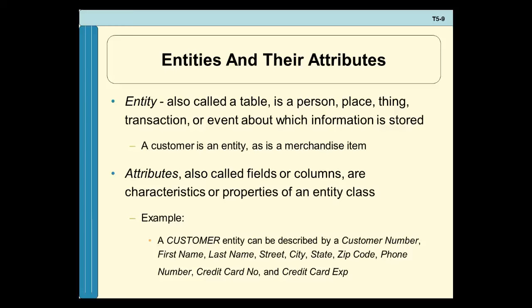If we look at what an entity is, it's like a noun in language. It's a person, place, or thing. An attribute is how we describe that person, place, or thing. It's the characteristics of that entity. We call those attributes. So an example might be a customer entity can be described by having a customer number, first name, last name, street, city, and so on and so forth. And all of those things that a customer has would be their attributes.